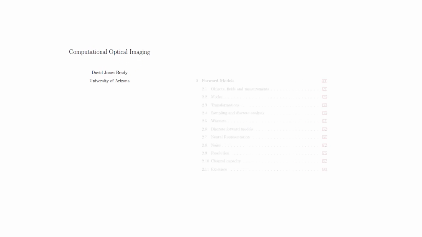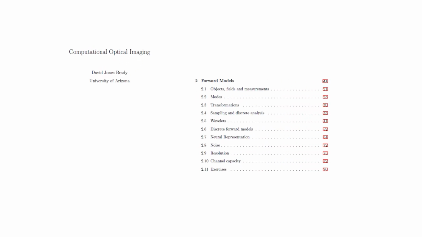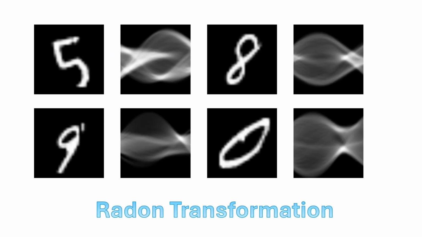So we're in Chapter 2 of Computational Optical Imaging, considering forward models, and we're in the third section talking about transformations of functions. Here's an example of a transformation. This is a Radon transform. We have the original function, the original object distributions on the left, and then corresponding to each object distribution, we have a Radon transformation on the right.